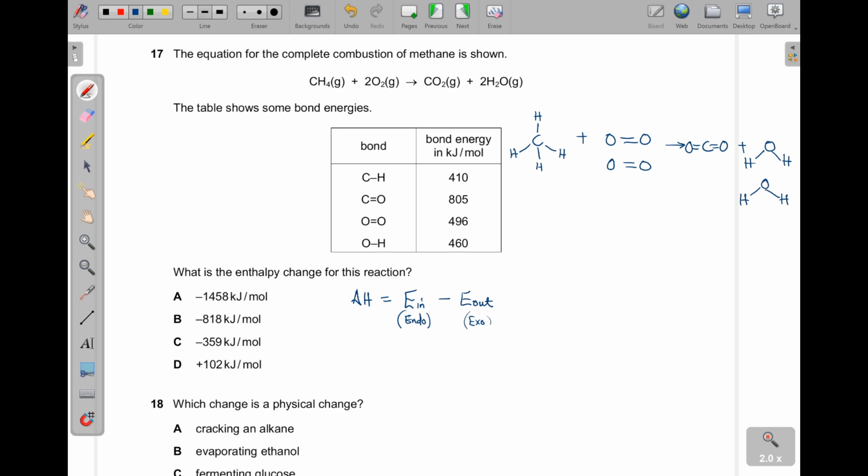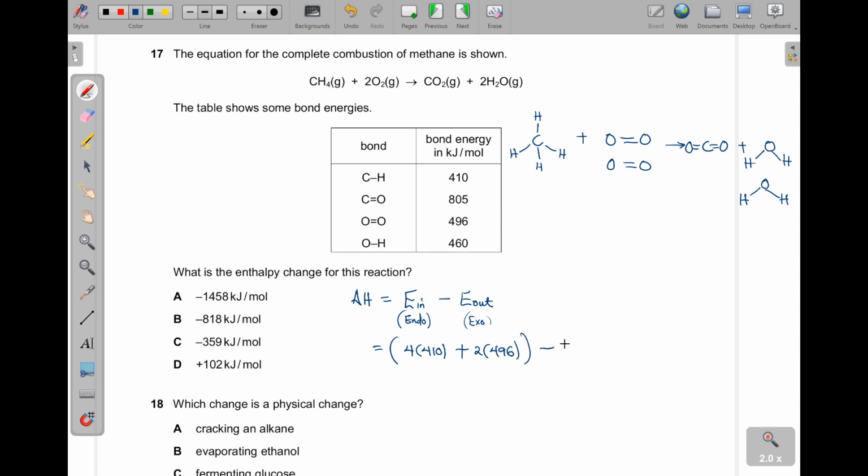Now, energy in is for breaking these bonds. We can see the C to H bonds here are 4 in methane. So I'll put 4 times 410. Then plus, we also have these ones here. There are 2 of them. This one here is 496, so I'll say 2 times 496.